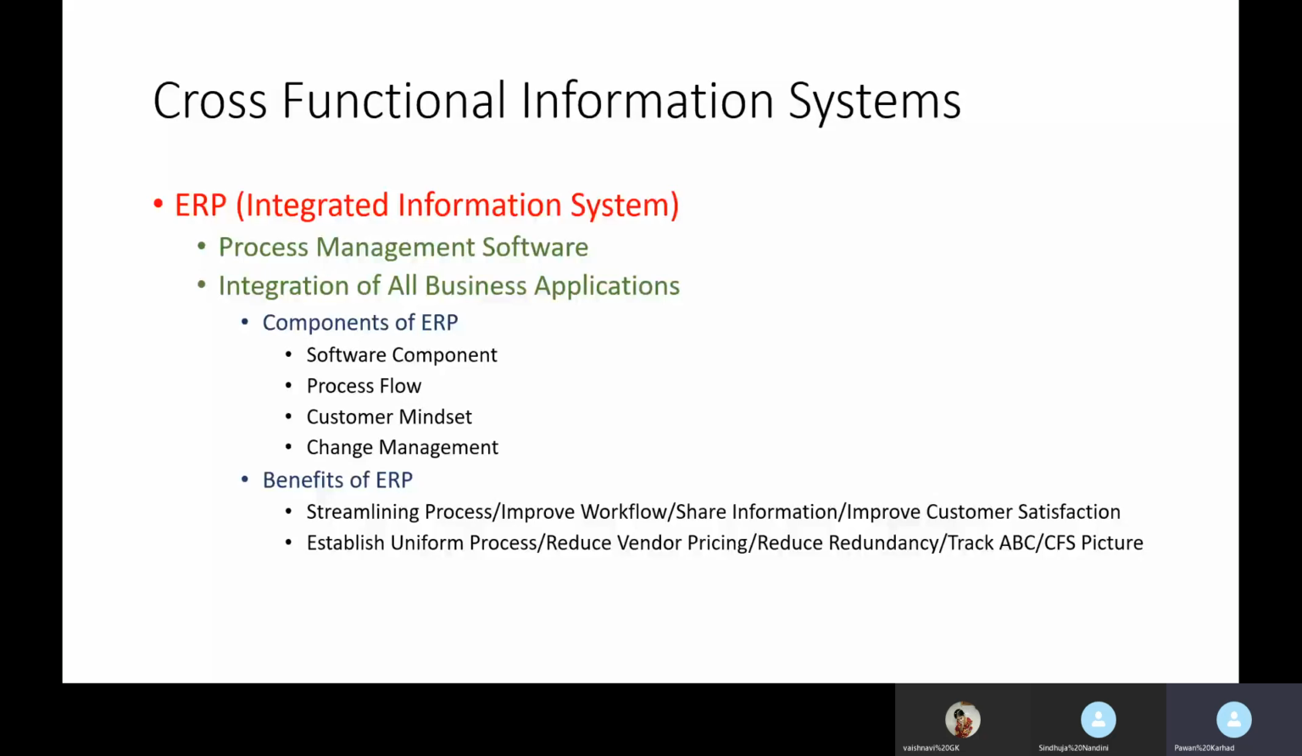Now, an example of cross-functional information system will be ERP. Okay, we can also call it integrated information system. Now, what is the full form of ERP? It is enterprise resource planning. Okay, now we can also call ERP as process management software. Now, why we are calling it process management software?